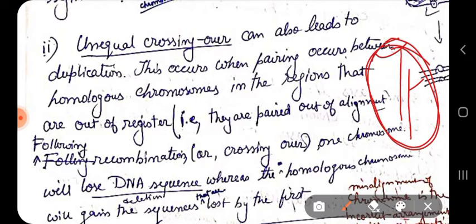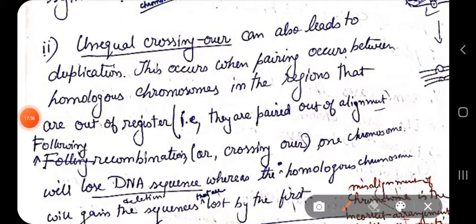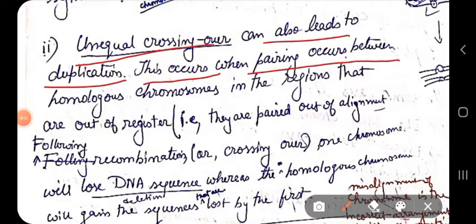That's why this type of unequal crossing over will occur, and due to this, during meiosis, it leads to a deletion in one of the chromosomes from that homologous pair, as well as duplications within that homologous pair. So simply, unequal crossing over leads to duplication, and this occurs when pairing occurs between the homologous chromosomes in the regions which are out of register.